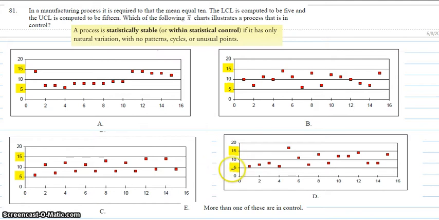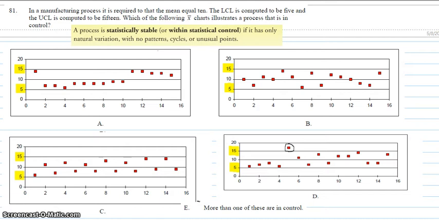Remember, natural variation? Sure. There are no patterns. There are no cycles. Are there unusual points? Well, there's nothing below our LCL, but there are points above the UCL. Our UCL is 15 and we have a point right here. Looks like that might be 20, so that is above the UCL, so that graph won't work. And then our last choice is E. More than one of these are in control.